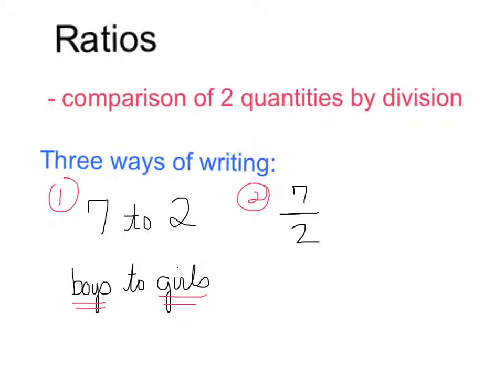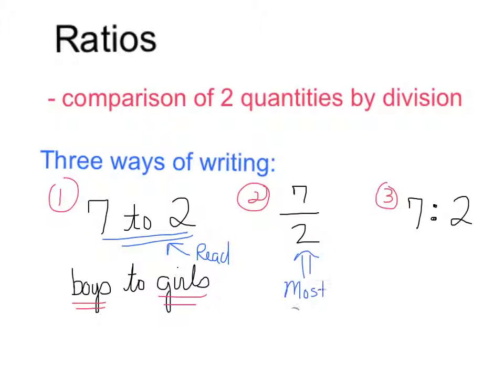Okay. The third way is to write it with the word to: 7 to 2. It's a 7 to 2 ratio. Out of all these, way number 1 is the way it's read. A ratio is read this way. This is probably the most common because we're so used to working with fractions. So a lot of what we know about ratios and rates, what we learn about fractions also applies to those ratios and rates.